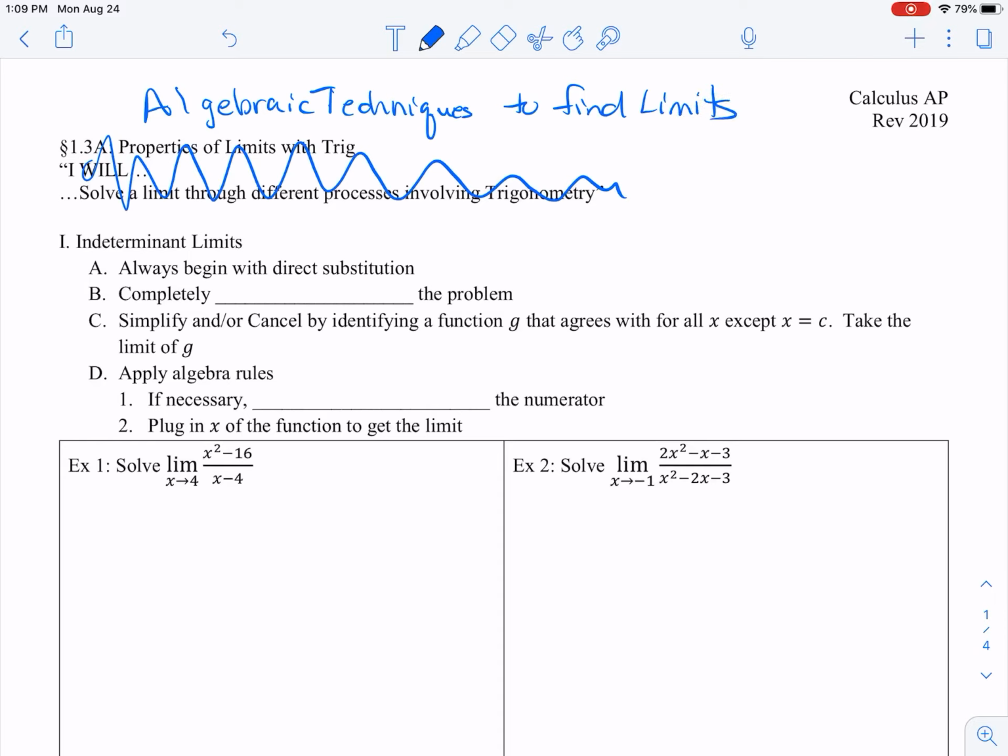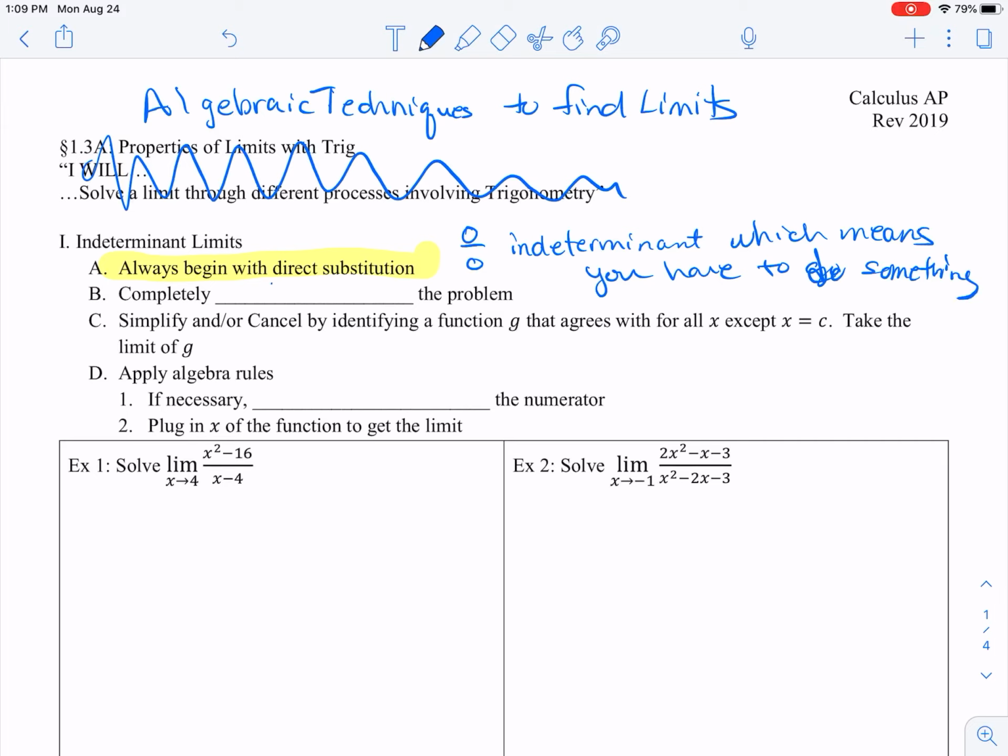All right, always begin with direct substitution, okay? Always. The thing is sometimes you plug it in, you get an answer. Sometimes you plug it in and you get 0 over 0. That's indeterminate, which means you have to do something.